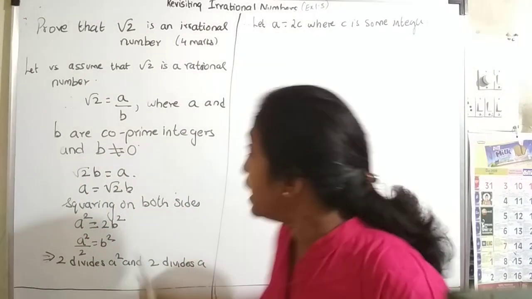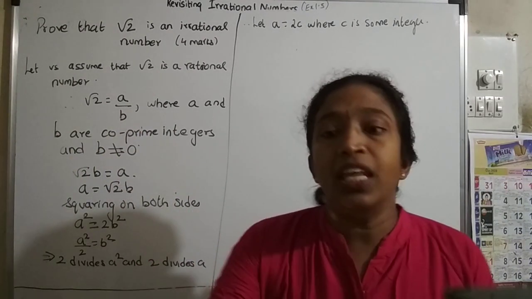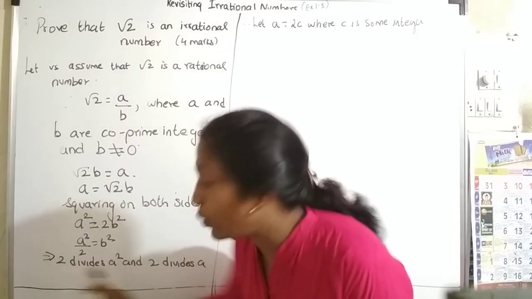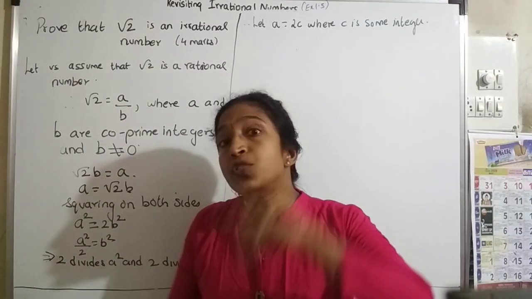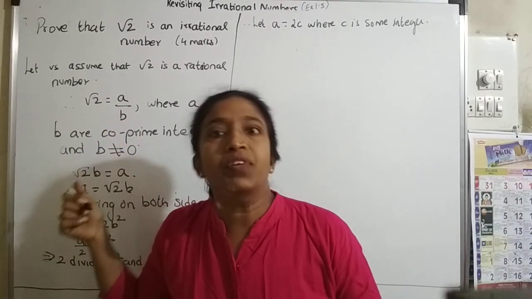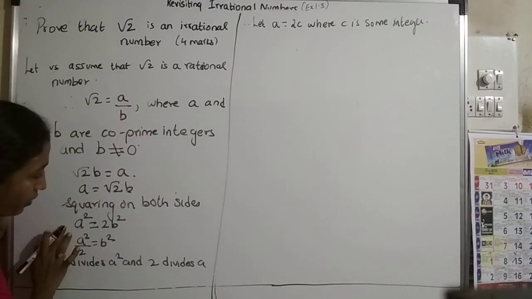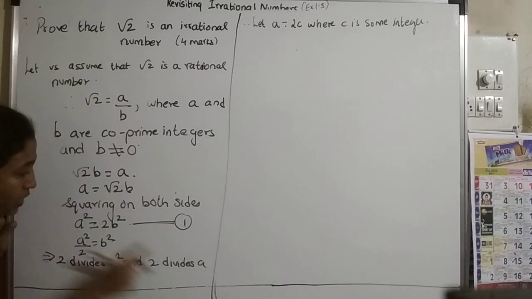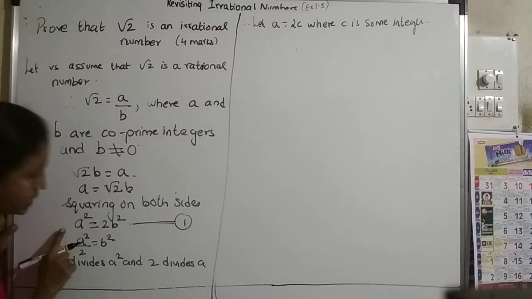Now, initially I think you must have understood that a and b don't have any common factor other than 1. Here we have proved that 2 is one of the factors of a. Now we need to prove that this 2 is also a factor of b. If we prove that, then this will contradict our given. So to prove this, we are going to use what we already have here. So we'll mark this as 1, because our aim is to prove that this 2 is also a factor of b. So we'll substitute the value of this a in equation 1.